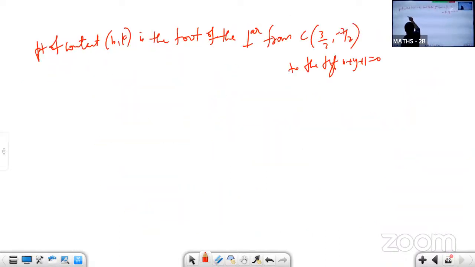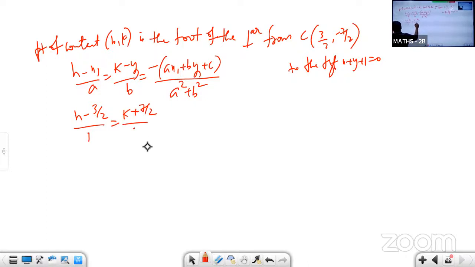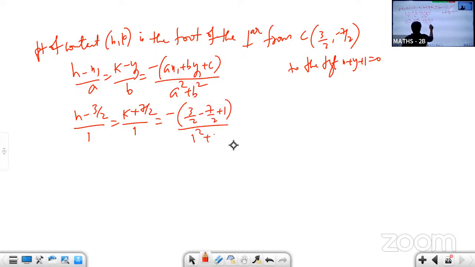What is the formula? (h minus x1) by a equals (k minus y1) by b equals minus of (a x1 plus b y1 plus c) by (a square plus b square). That will give you (h minus 3 by 2) by 1 equals (k plus 7 by 2) by 1 equals minus of (3 by 2 minus 7 by 2 plus 1) by (a square plus b square). In this line a is 1, b is also 1. a and b are nothing but the x and y coefficients. Is it clear?